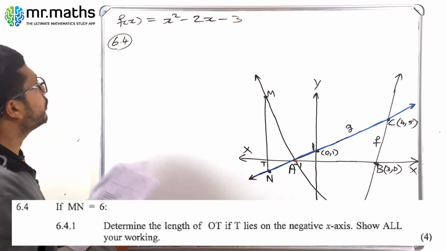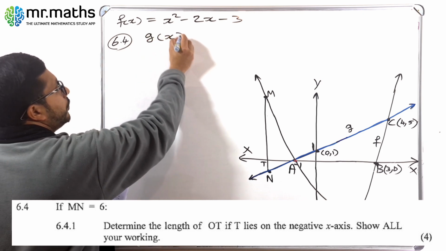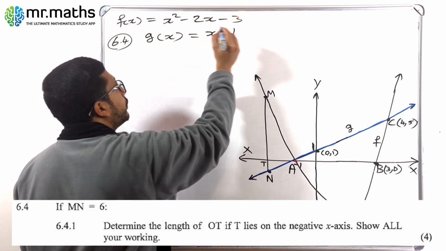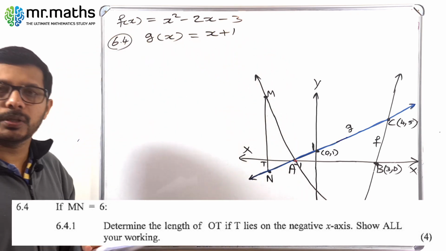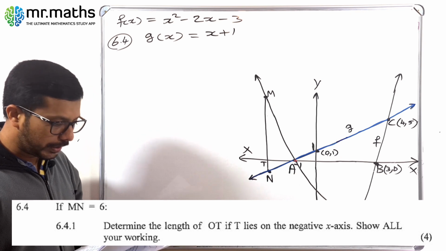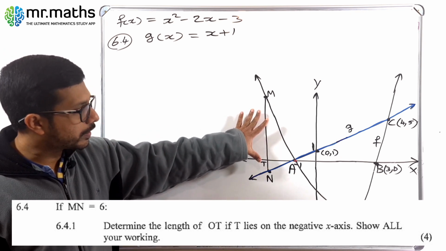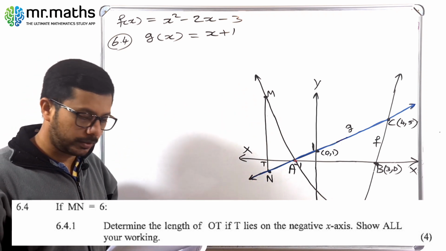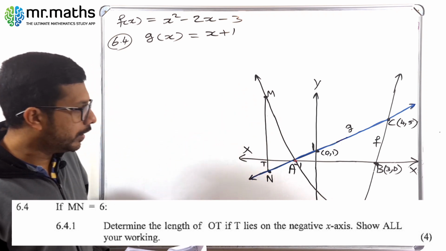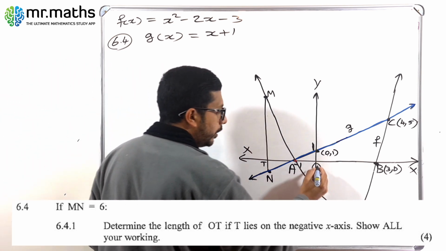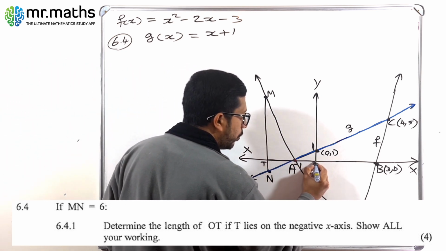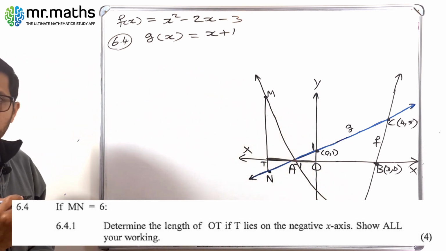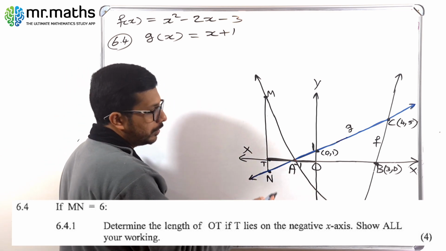What is the equation of g of x? In the first question we got g of x as x plus 1. Do you remember that one? g of x is x plus 1 and f of x is x squared minus 2x minus 3. Now what is given? They are saying that the distance from this point M to this point N is 6 units. And what do you want to find? Determine the length of OT. This is O. You have to find this distance O to T.